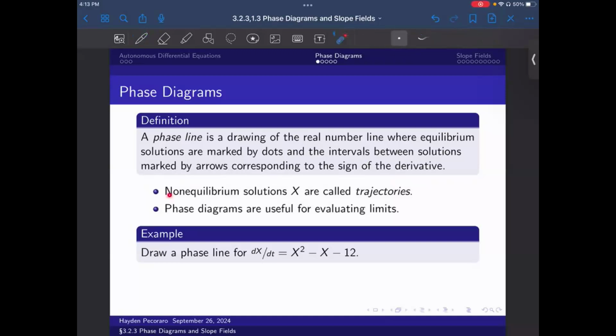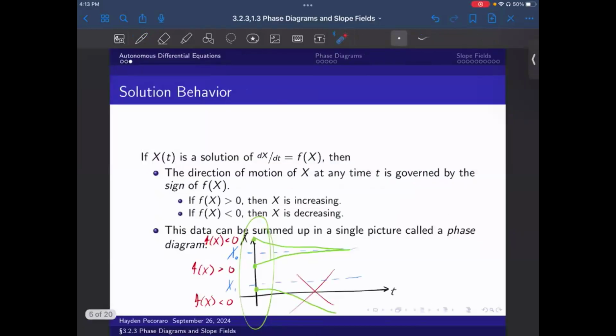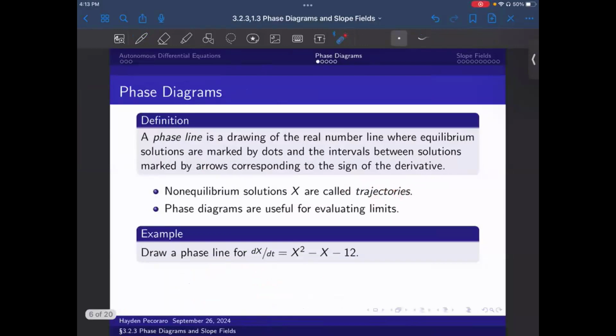So terminology, non-equilibrium solutions like the green lines that I drew over here, those are called trajectories. Again, you think of autonomous differential equations as describing a point moving over time. And why do we use phase diagrams? Because they're helpful for evaluating limits. That's one reason. But let's go ahead and try to draw a phase diagram for this differential equation.